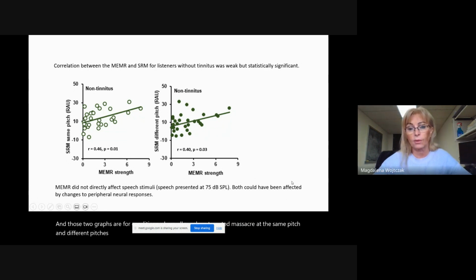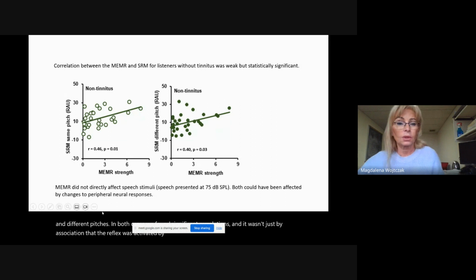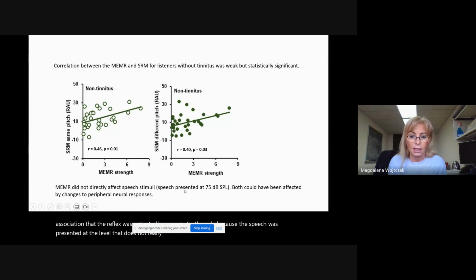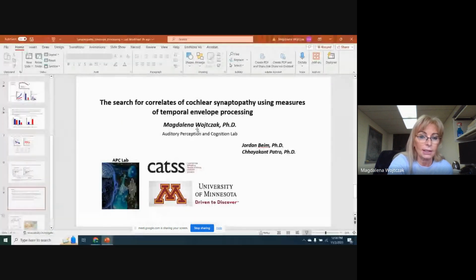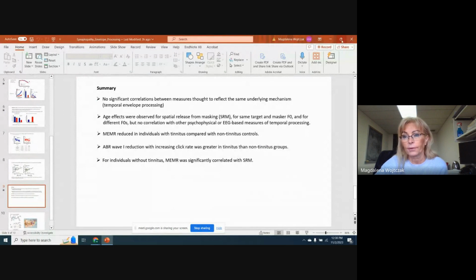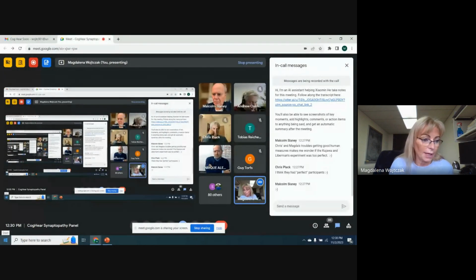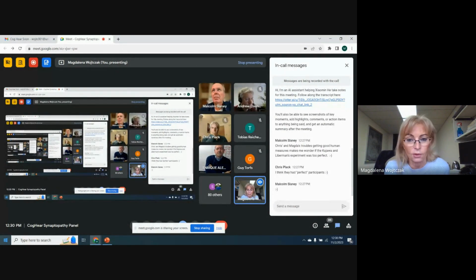In both cases, we found significant correlations. And it wasn't just by association that the reflex was activated by speech, because the speech was presented at a level that does not really make the speech a strong activator of the reflex. So one way to explain those results would be that there is a common underlying mechanism that affects both. But again, the lack of the gold standard and the lack of correlations between measures make those results hard to interpret in terms of synaptopathy.